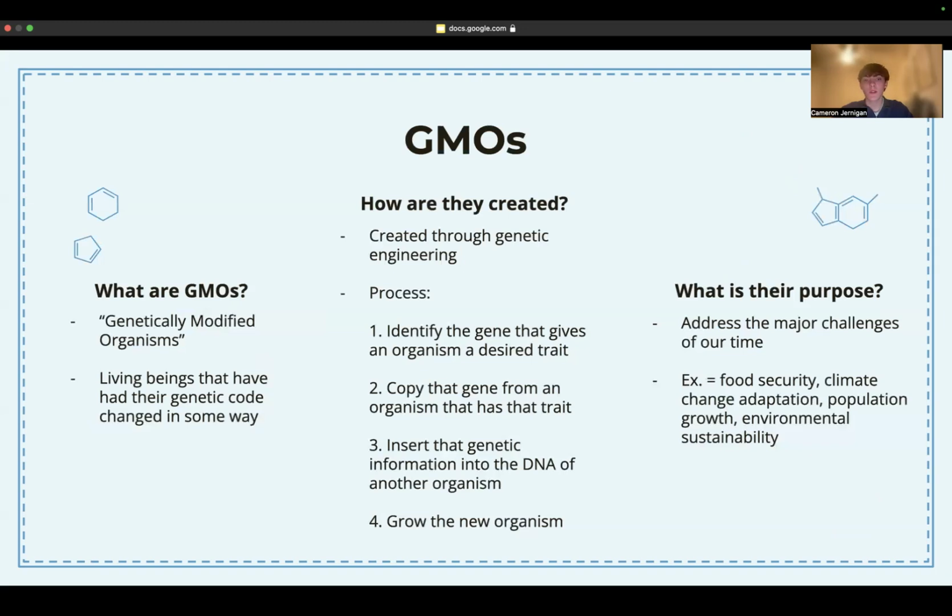This process goes like this. First, scientists will identify the genes that give an organism a desired trait. They will then copy that gene from an organism that has that trait and insert that genetic information into the DNA of another organism. They will then grow the new organism with that desired trait.